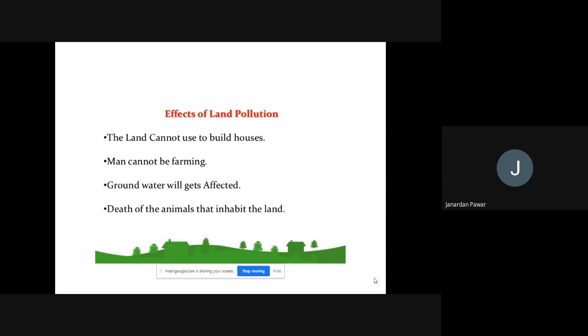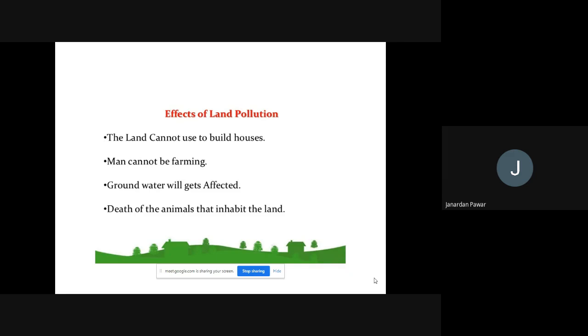Then man cannot be farming. If the land is polluted, then farming is not possible. Agricultural activities are not possible. This is why land should not be polluted. If we take this sort of precautions, definitely it will be useful. But once the land is polluted, there is no use of that particular land. We cannot construct houses on the land, and we cannot do any farming activity on the land. So farming is not possible if it is polluted.